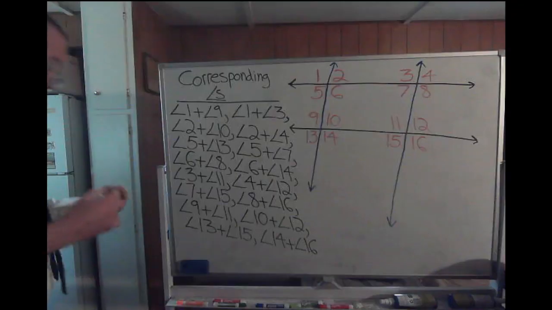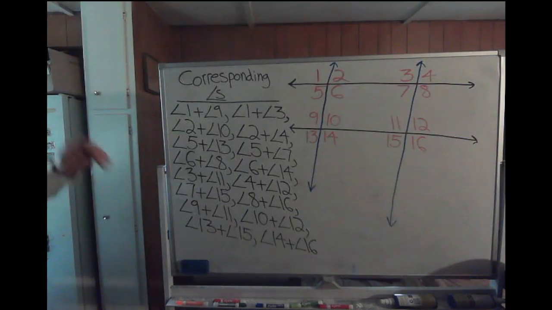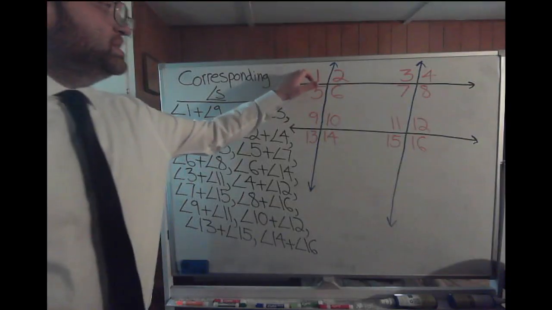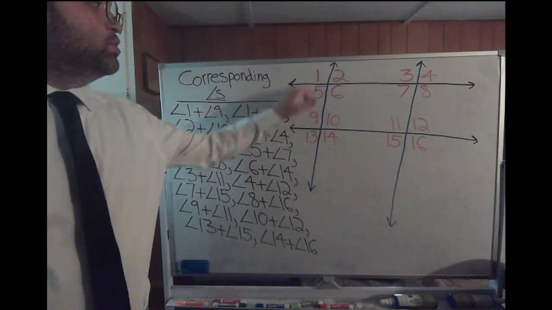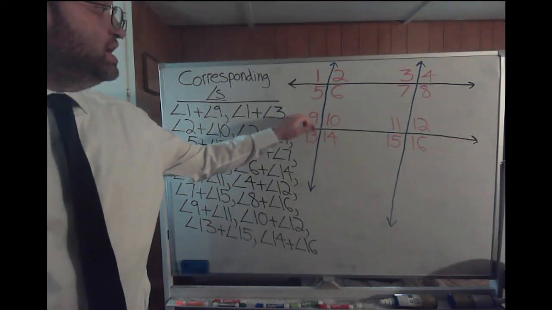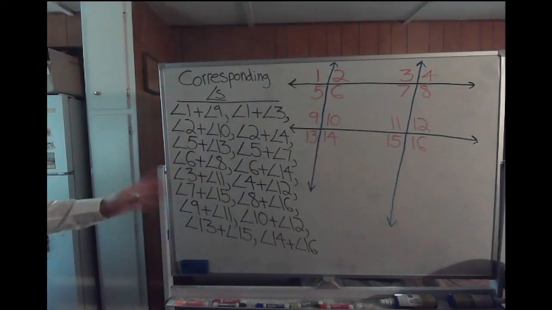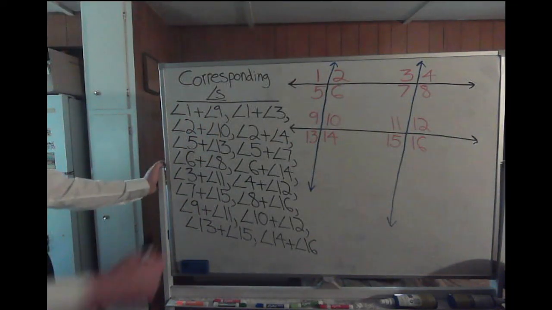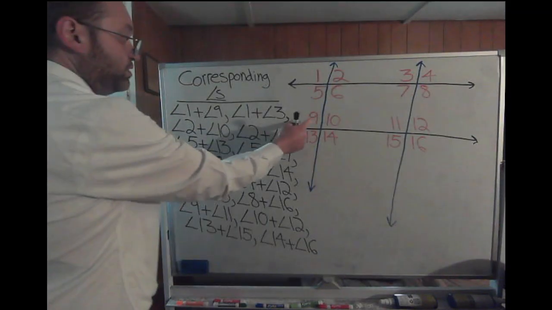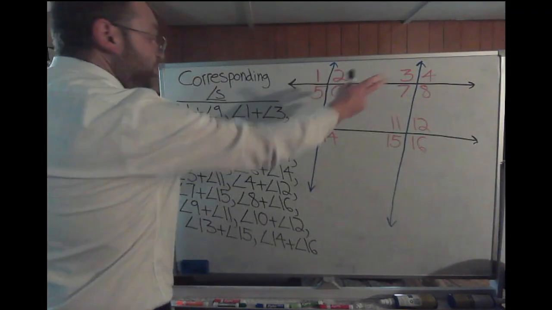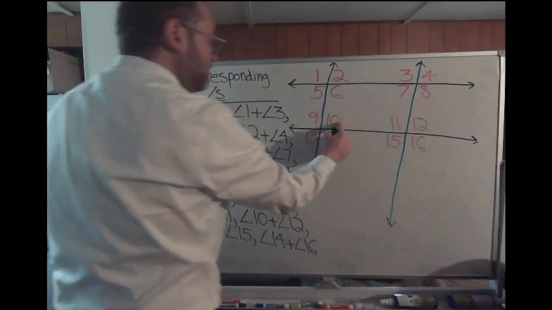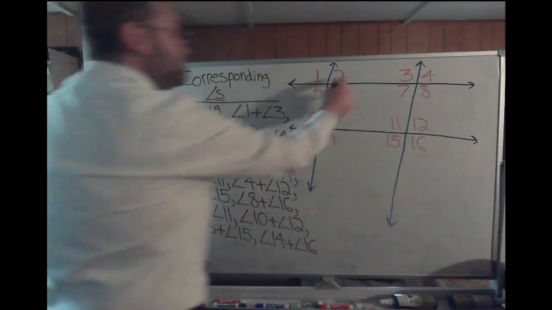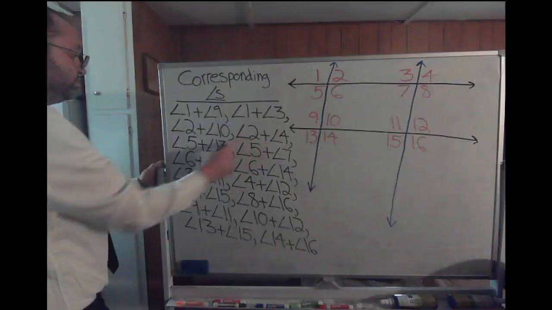So, corresponding angles you're going to have the most of because they're with respect to what position they're in for each line in each intersection. If they correspond to the same area for each line and intersection, they're corresponding angles. So, to sum it up, angle 1 is corresponding angle to angle 9. Angle 1 and angle 3 are corresponding angles. Angle 2 and angle 10 are corresponding angles. Angle 2 and angle 4 are corresponding angles.